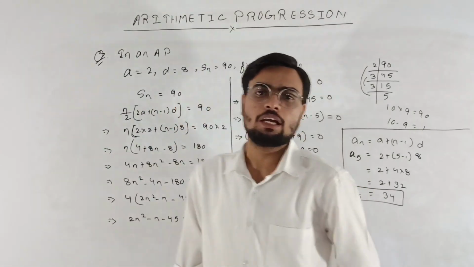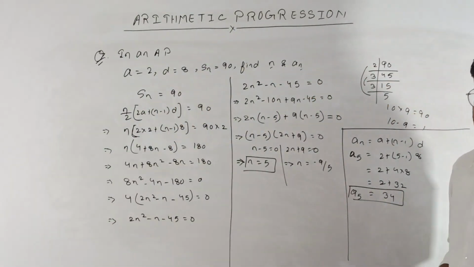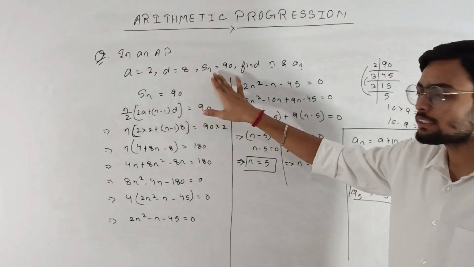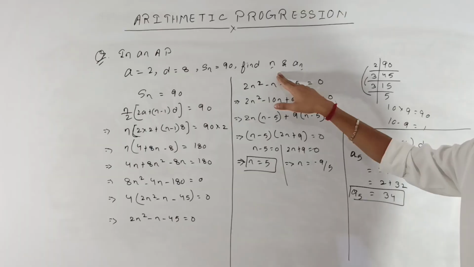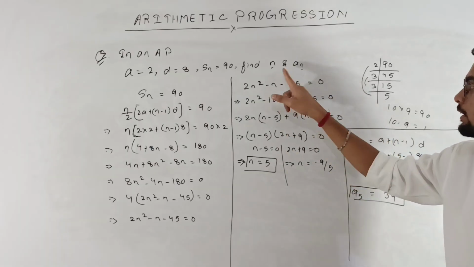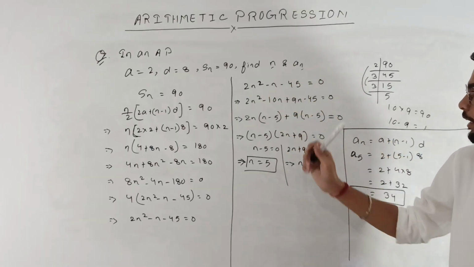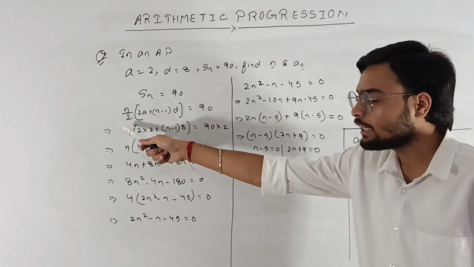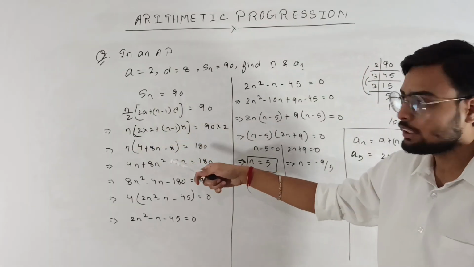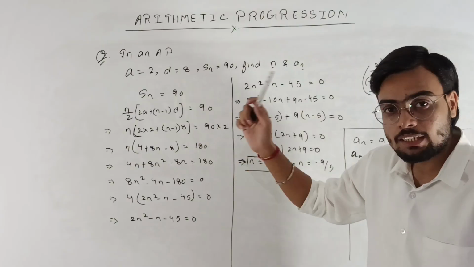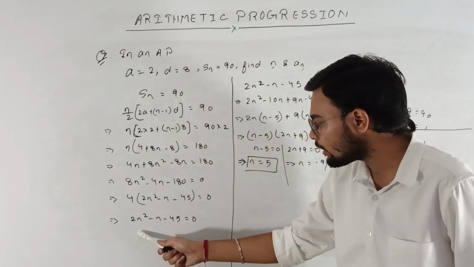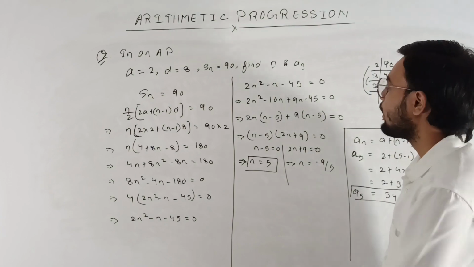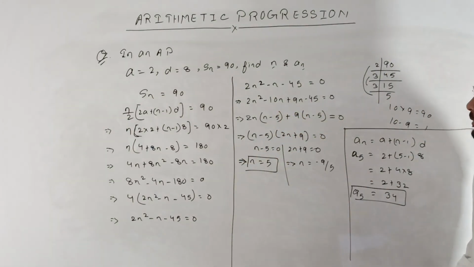So I have n, which is 5, and an, which is a5, is 34. Okay, let's see one more time. We have an AP in which a is given 2, d is given 8, and sn is given 90. And we have to find n and an, number of terms, and this an. Now, first I write sn is given 90. So the formula of sn is n upon 2, 2a plus n minus 1 into d is equal to 90. Now, after solving this, I get a quadratic equation, which is 2n square minus n minus 45 is equal to 0.